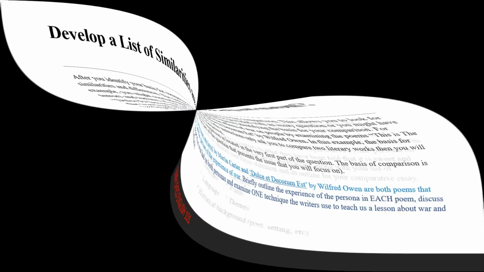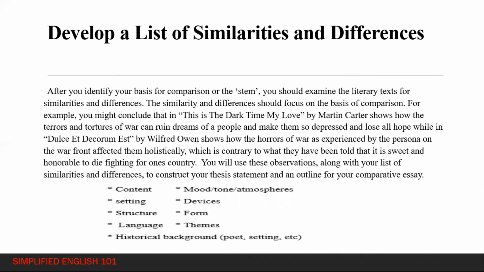Now, let's move on. You understand the question, you understand the basis of comparison, you have selected the two poems that you want, or you are thinking about selecting them. It is now time for you to develop a list of similarities and or differences.